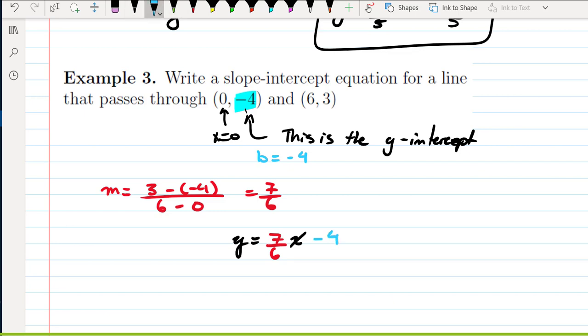So as many people talked about, they actually used that point, or one of the 2 points, to find b. And did you end up with the same b value of negative 4? Absolutely.